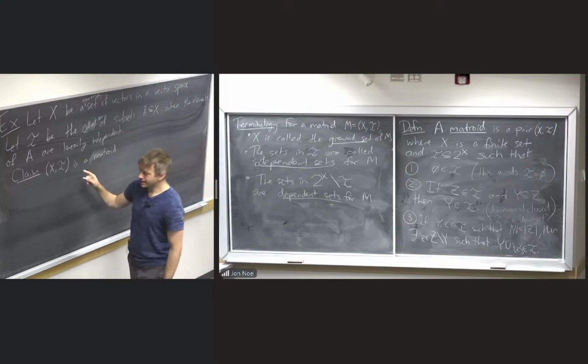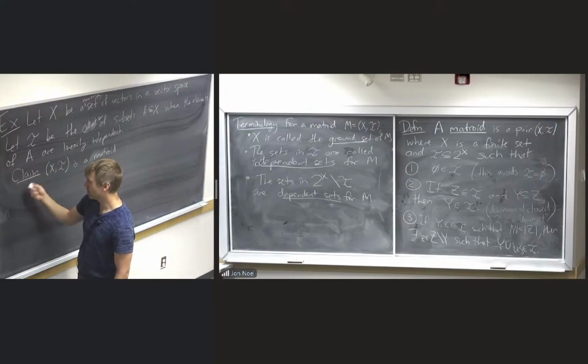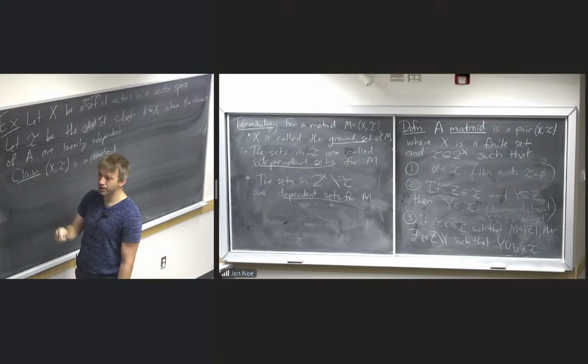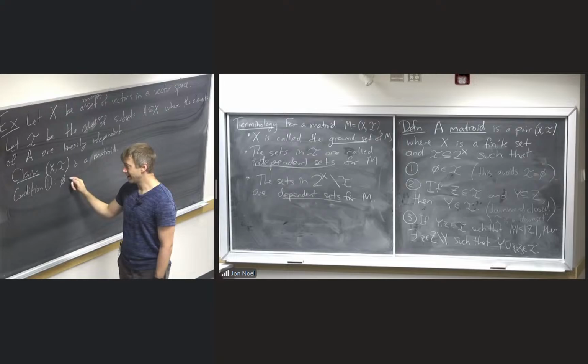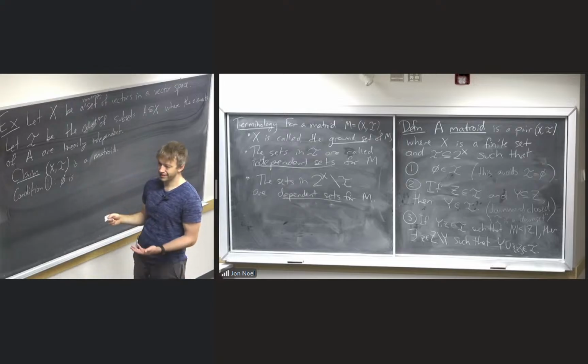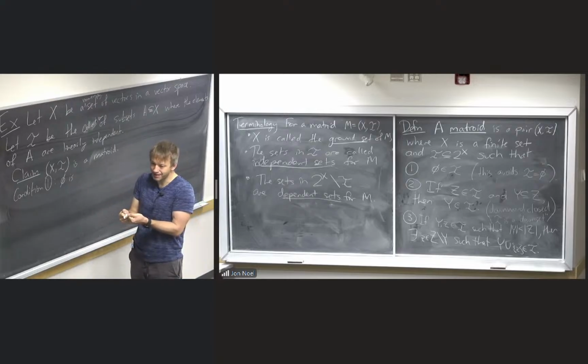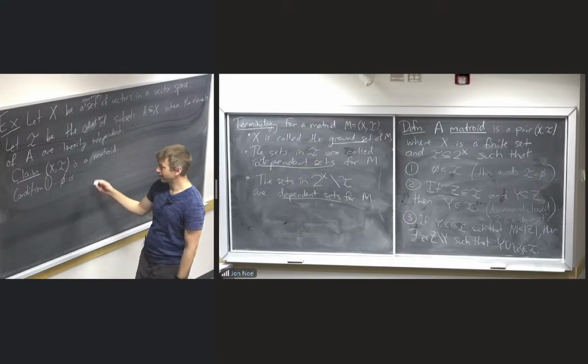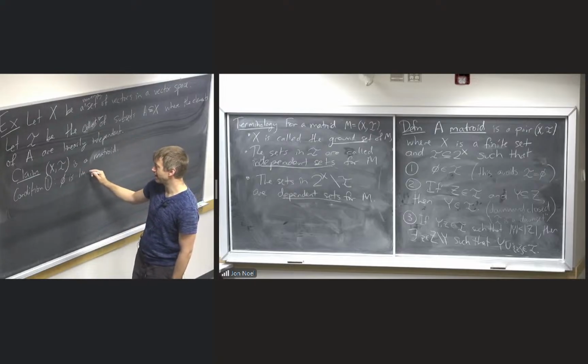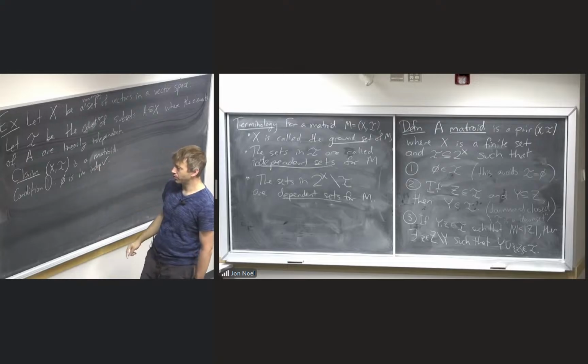Okay, let's see that this is a matroid. So the first two conditions are usually pretty easy, right? For condition 1, the empty set is linearly independent, it doesn't have any linear dependencies. There's no subset of these vectors that has a non-zero linear combination equal to zero. So this is linearly independent. So condition 1 holds.